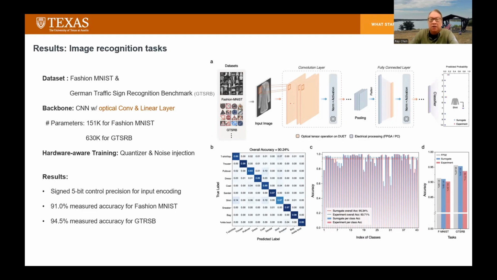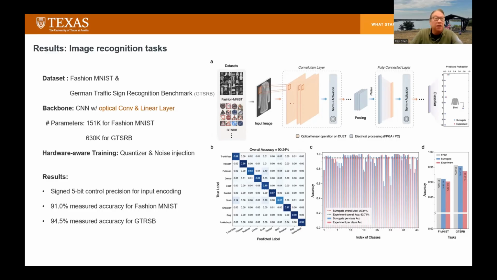To make this realistic for hardware, we use hardware-aware training, including quantization and noise injection. So the model learned to tolerate limited control precision and device noise. Here we designed a 5-bit control for the operands, encoding the weights and input.